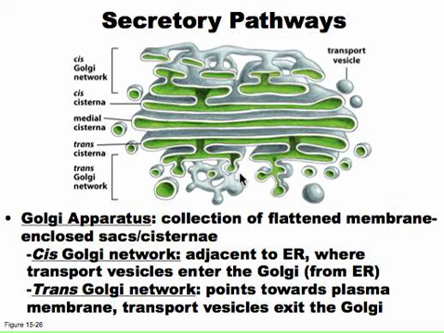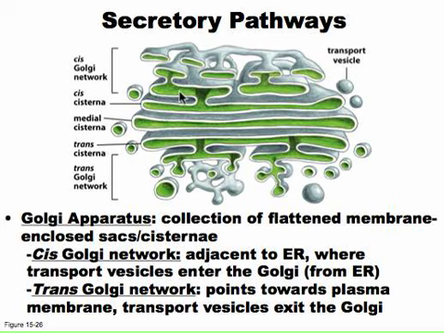Okay, we're now going to talk about the Golgi apparatus. Now the Golgi looks like a pile of flattened membrane-enclosed sacs. These sacs are called cisternae. The Golgi can be broken down into two different segments. There's the cis-Golgi network. This is going to be closest to the ER. And then there's the trans-Golgi network, which is going to be closer to the cell membrane.